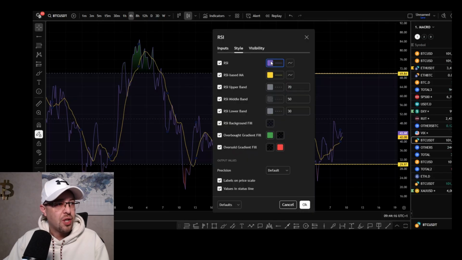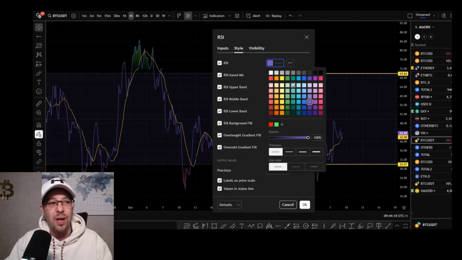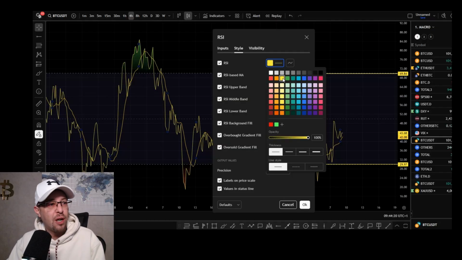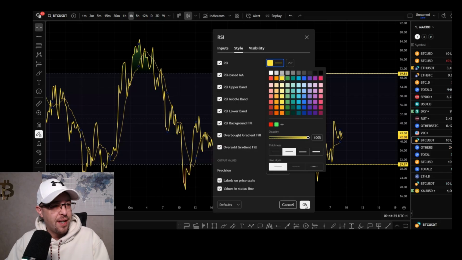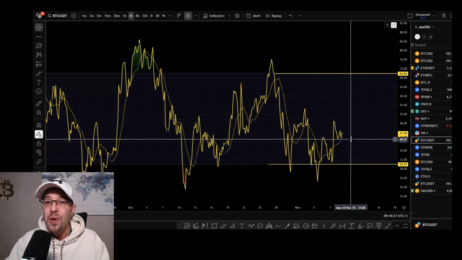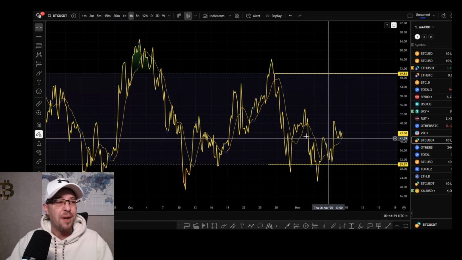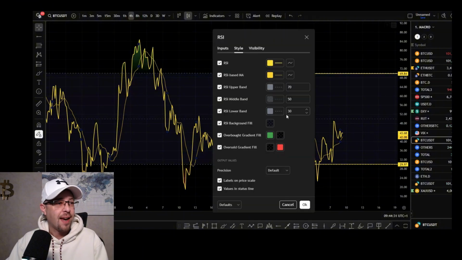What I like to do is just change the color, change it to whatever color works best for you. I like to go yellow, potentially green. Then I like to thicken it so I can see exactly what's happening. And one thing that I like to do, which you don't need to do because you can use the moving average, is take out the RSI moving average. Now, this is dependent on whether you can use this to your advantage.